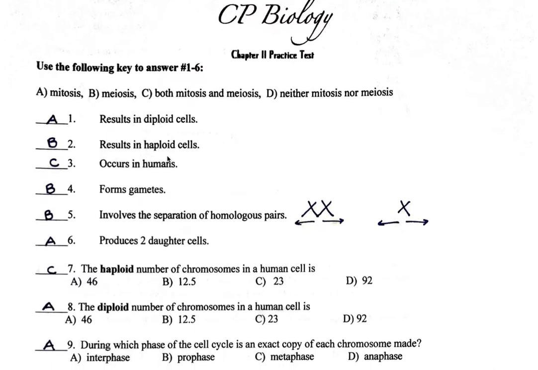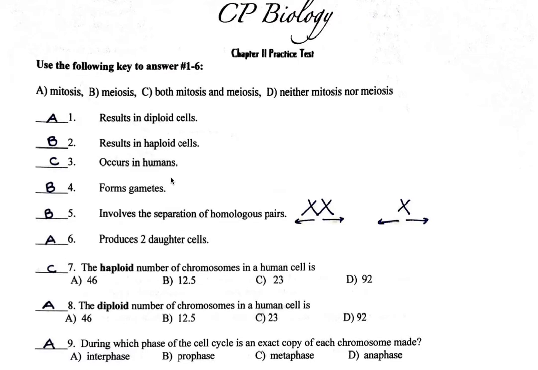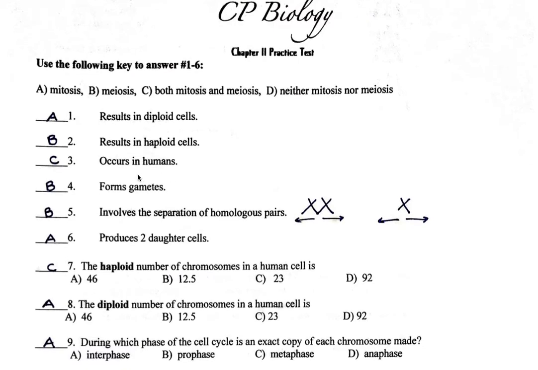Now, for the second one, results in haploid cells. That's the whole point of meiosis, is to create cells that only have one copy. So they're split, so they're haploid. The only cells where you have meiosis in your body are your reproductive cells. So for men, sperm, and for females, eggs. Sorry, my brain.